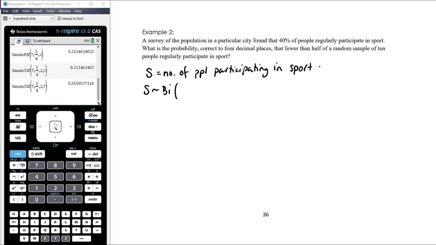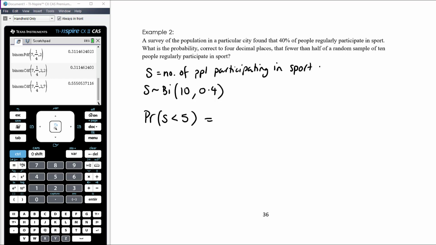Okay, so we need N, the number of trials, or the number of people that we're looking at. So we're looking at a sample of 10 people, so N is 10, and the probability that any one of those people participates in sport is 0.4. We want the probability that fewer than half of a random sample of 10, so fewer than 5, probability that S is less than 5. Okay, so we need to be a bit careful here when we put in our upper bound, because 5 is not the upper bound. Less than 5 means the most that can be participating in sport is 4.